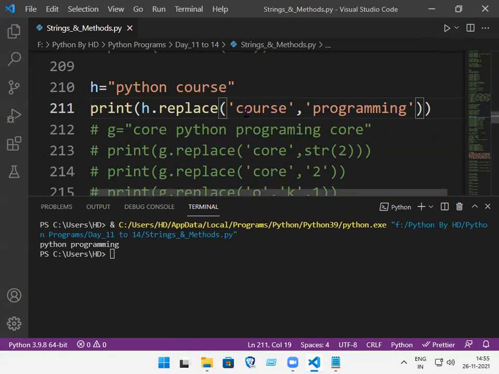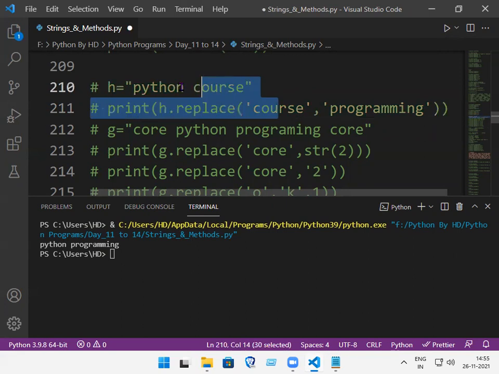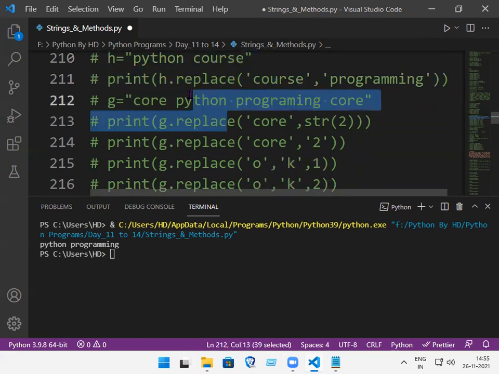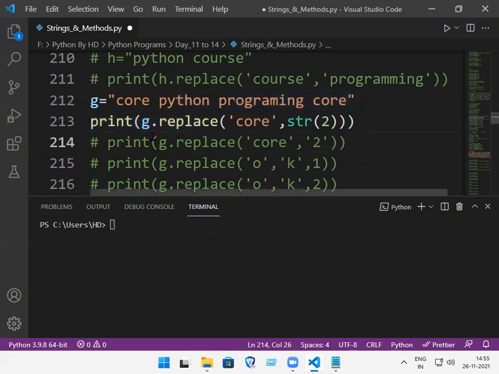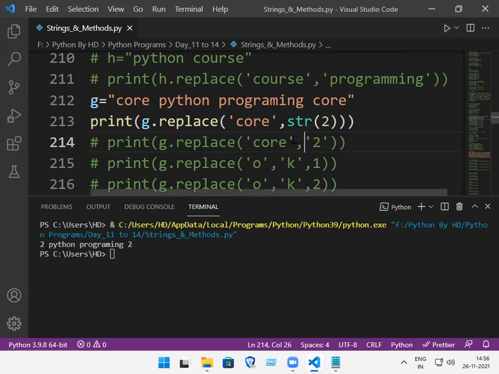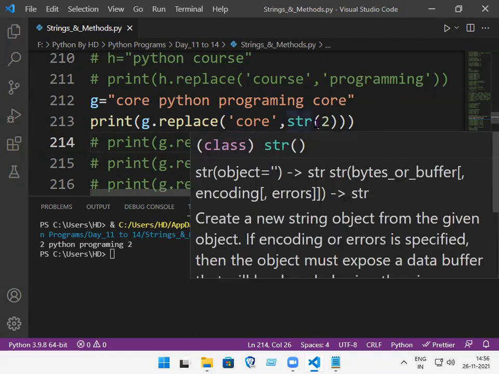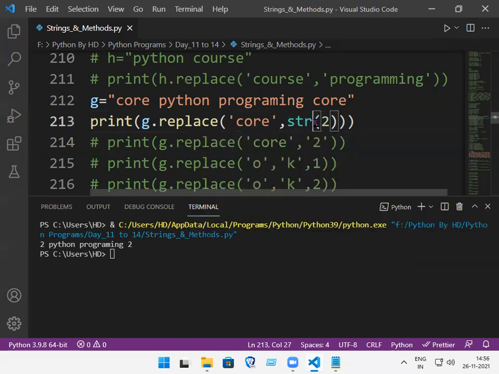Okay, clear? Now we'll go a little bit advanced. What did I write there? G dot replace core with 2. So wherever core is there in G, it gets replaced by 2. What will I get? 2 space Python space programming space 2. So why are you writing this 2? Why can't you write a normal 2? I'll tell you.